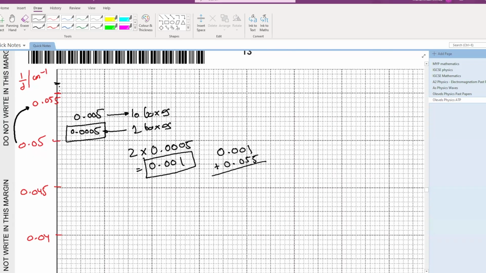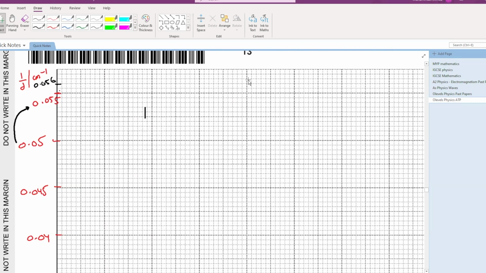0.055. What will your answer come out to be? 0.056. So yeah, this is your maximum value, 0.056. The maximum value is present on the graph. You don't need to adjust your scale.